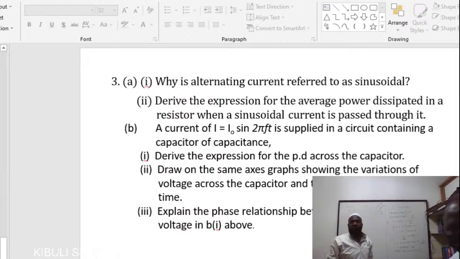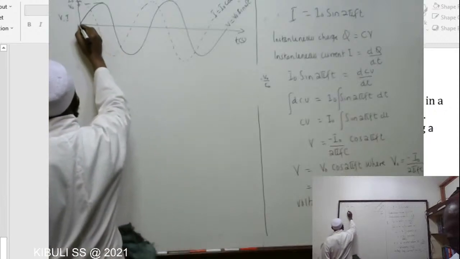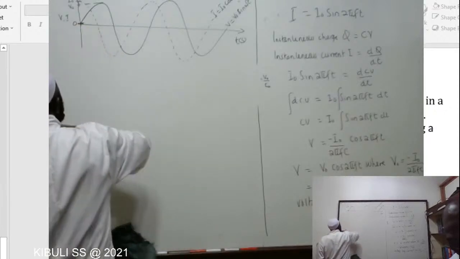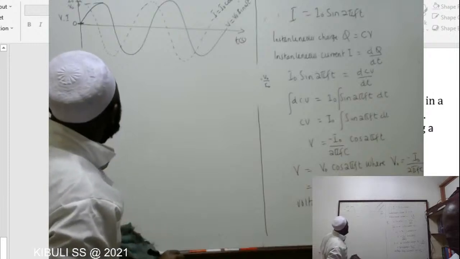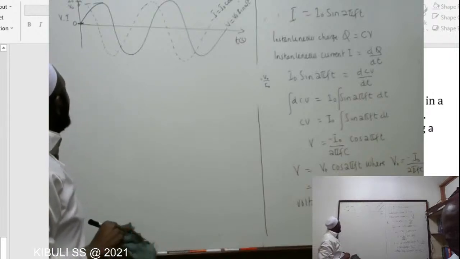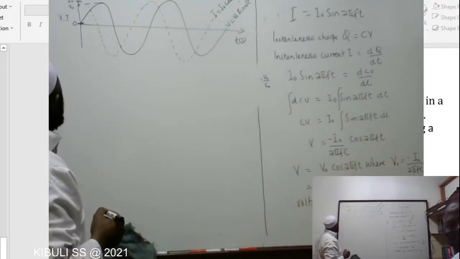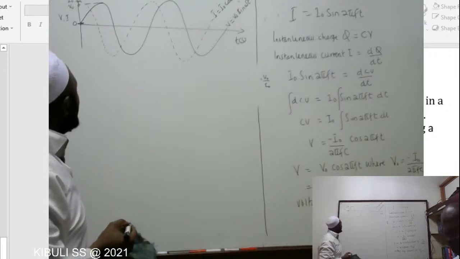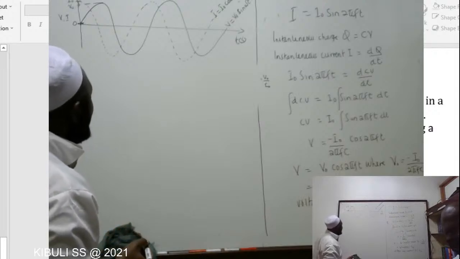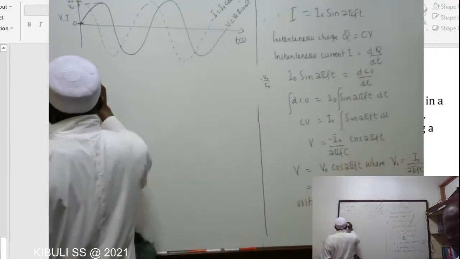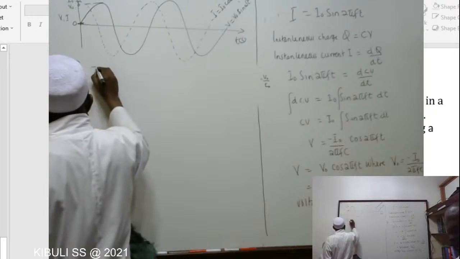Now, the last question was to explain the phase relationship between voltage and current. Now you can see initially, when the voltage is 0, current is maximum, so current is leading voltage by pi over 2. So now you need to know that charge Q is equal to CV.